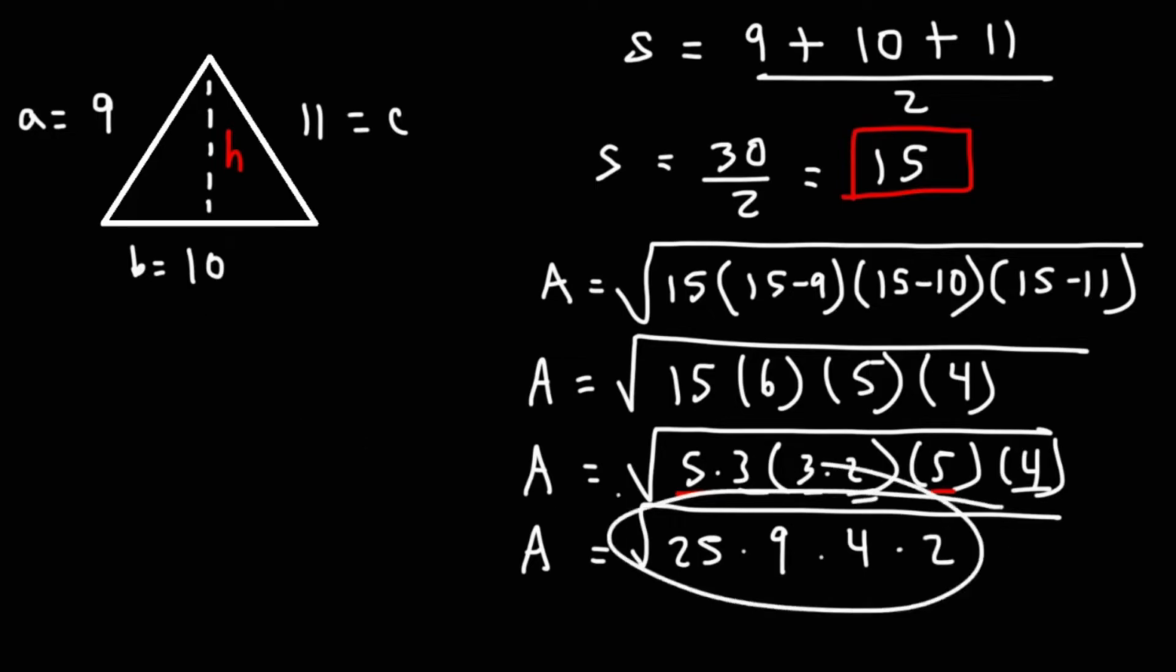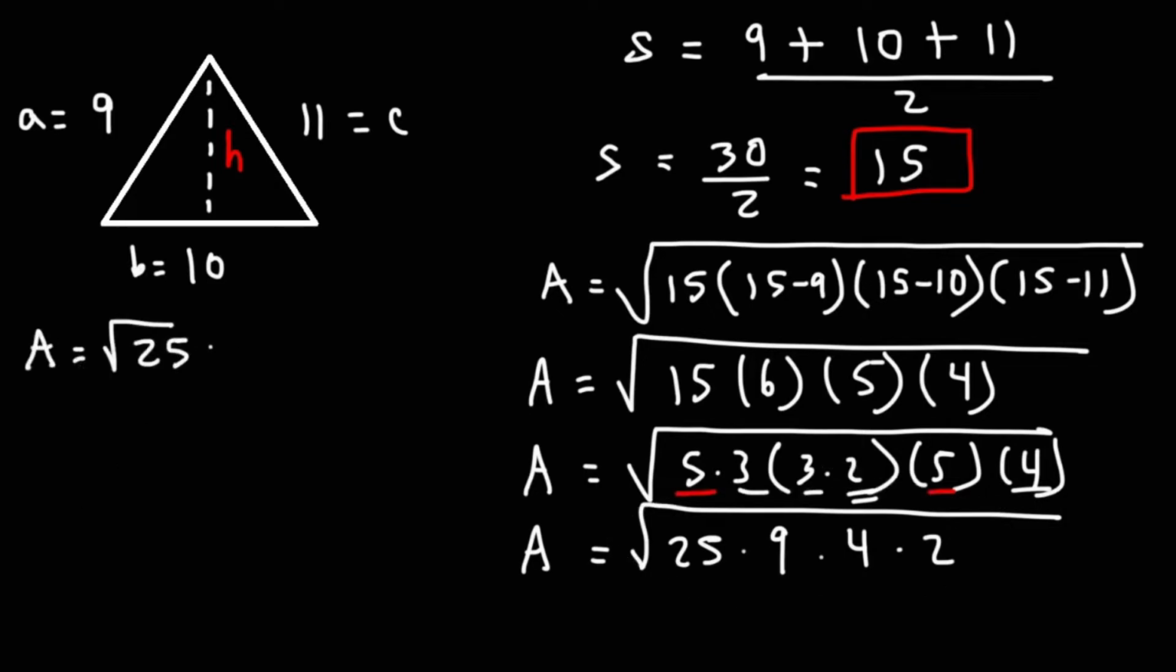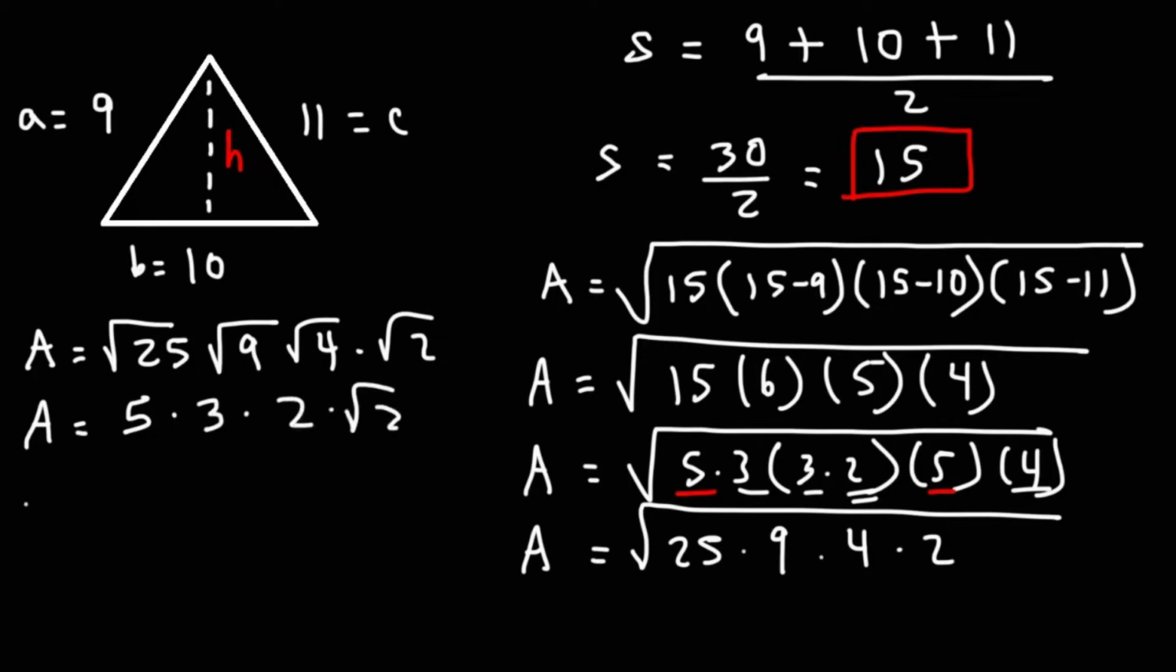Now we can break up the square root into individual square roots. So this becomes the square root of 25 times the square root of 9 times the square root of 4 times the square root of 2. The square root of 25 is 5, and the square root of 9 is 3, and the square root of 4 is 2. Now 3 times 2 is 6, and 6 times 5 is 30. So we now have the area of the triangle. The area is 30 times the square root of 2.